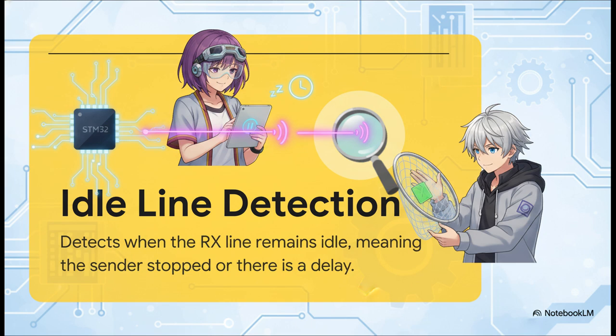This is a super clever peripheral feature that detects when the receive line remains quiet for a set amount of time. It basically means the sender has paused. By pairing idle line detection with DMA in circular mode, the microcontroller automatically grabs the exact size of the received data the very moment the sender takes a breath. It completely bypasses the need to know the data length in advance. It's a total game changer.